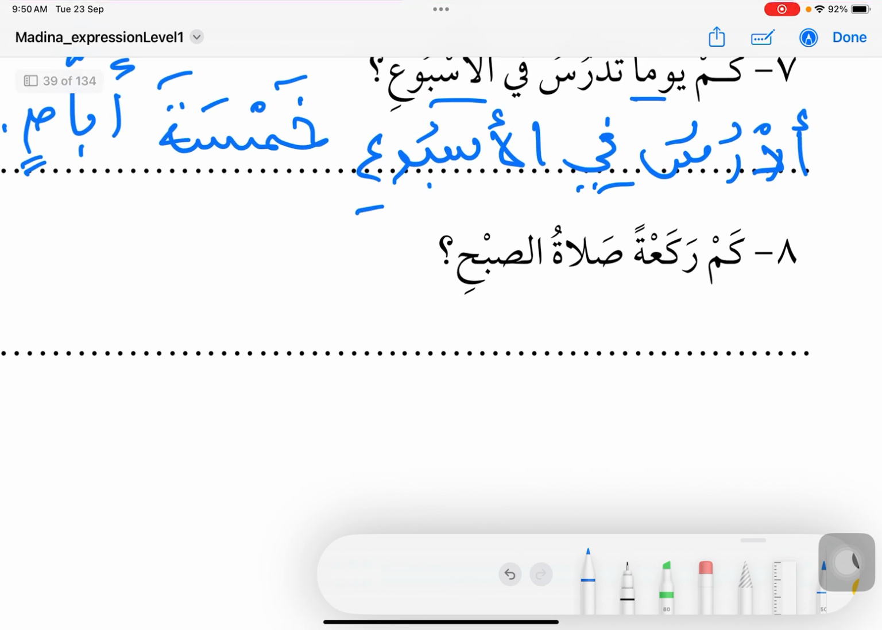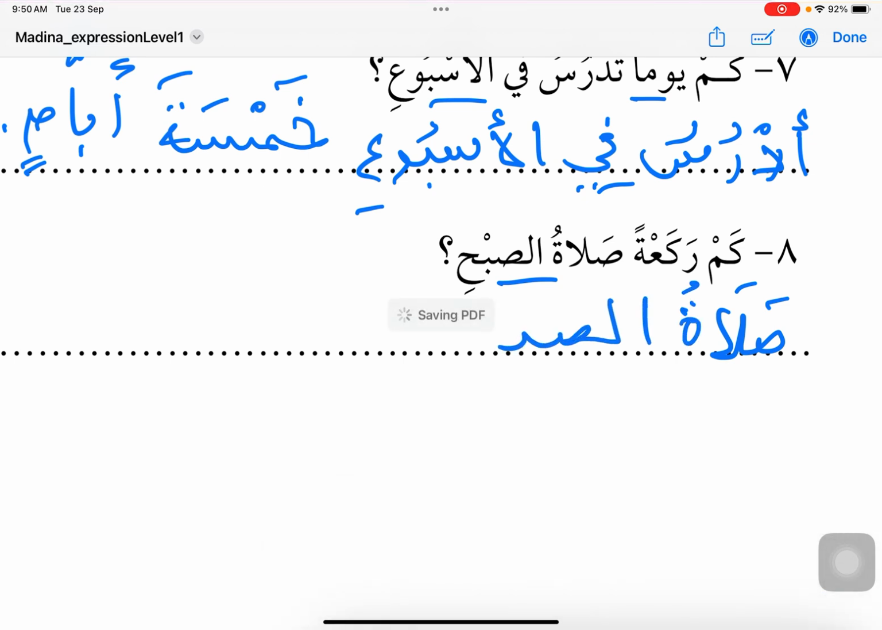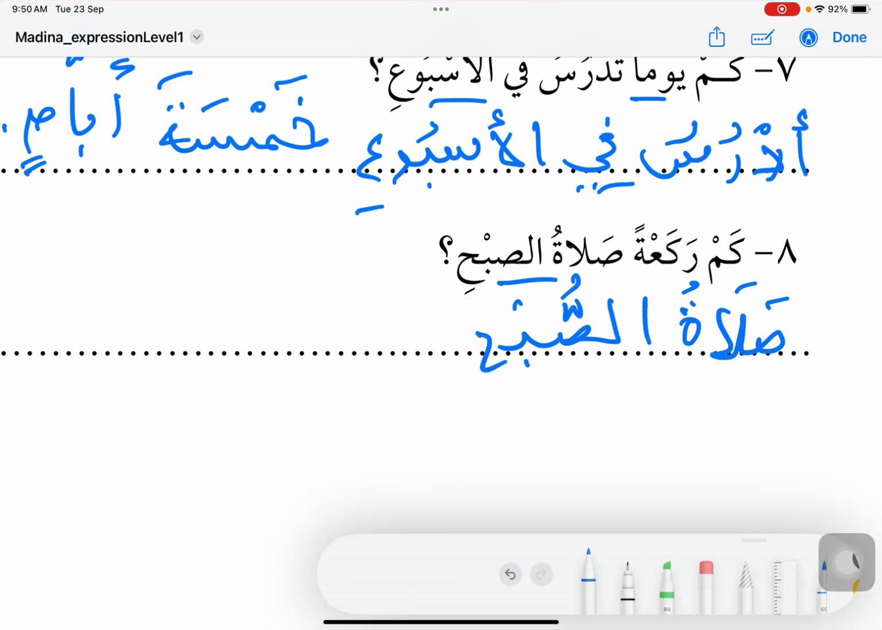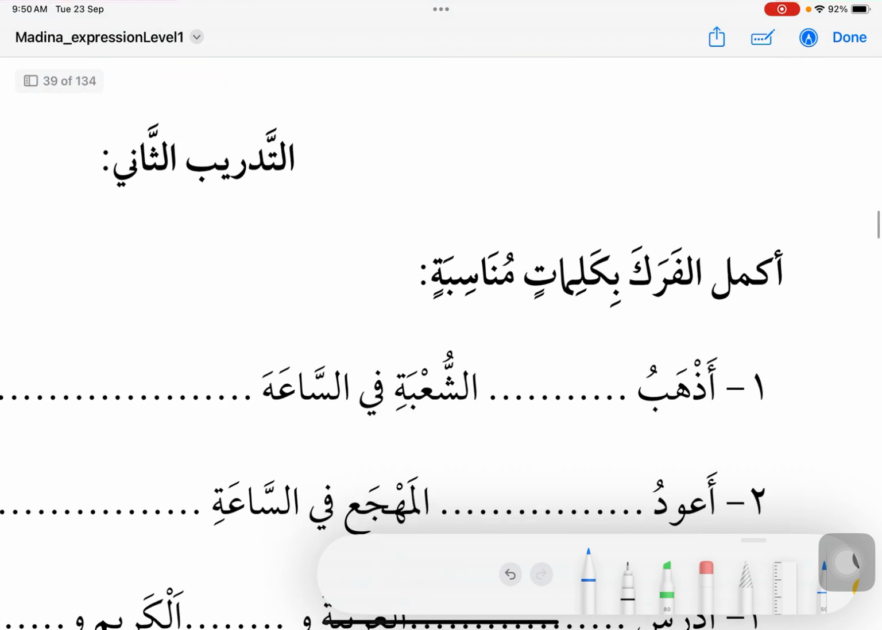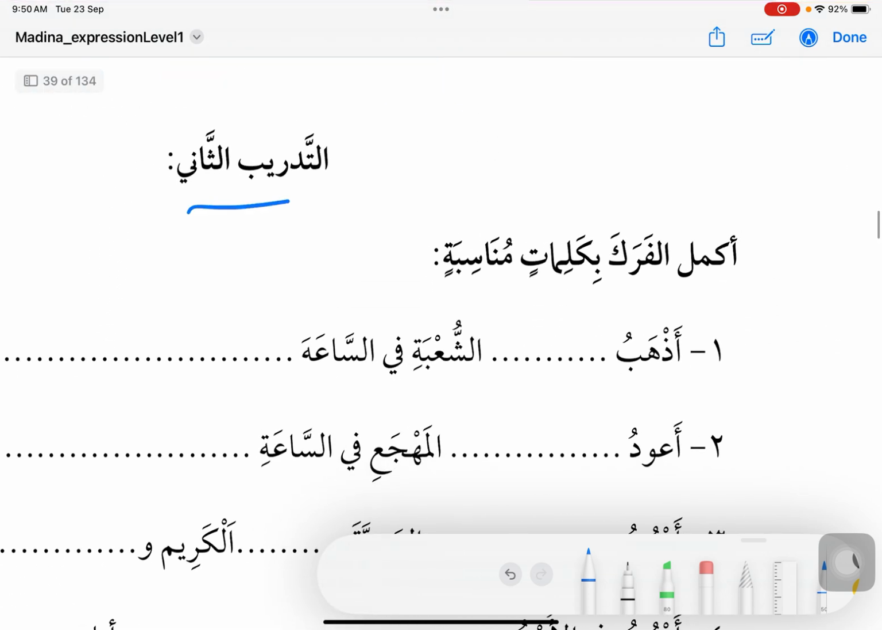كم ركعة صلاة الصبح? صلاة الصبح is صلاة الفجر. So how many rakat is صلاة الصبح? We would say صلاة الصبح ركعتان. 2 rakat. صلاة الصبح is 2 rakat. التدريب الثاني, second exercise.